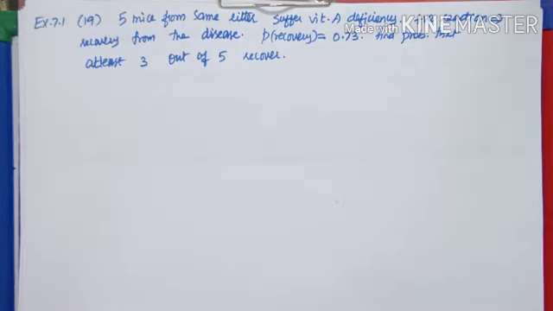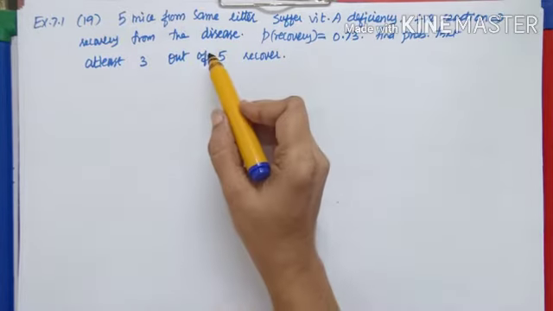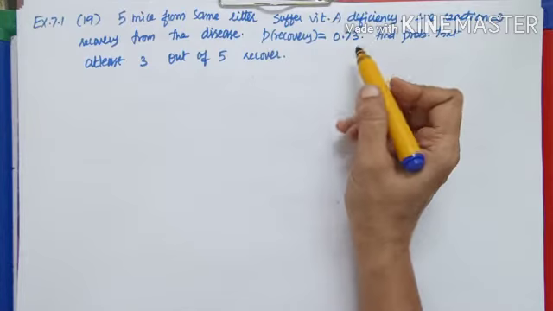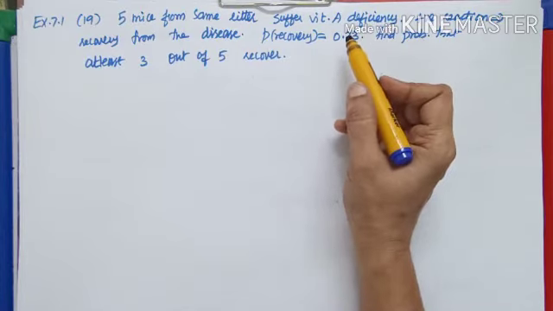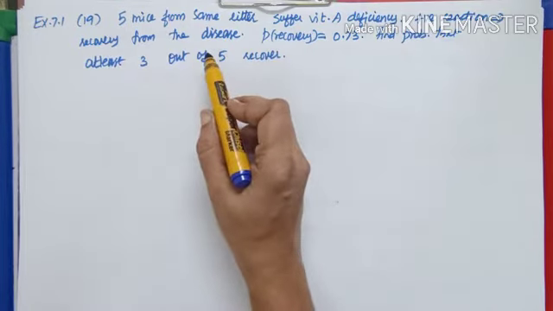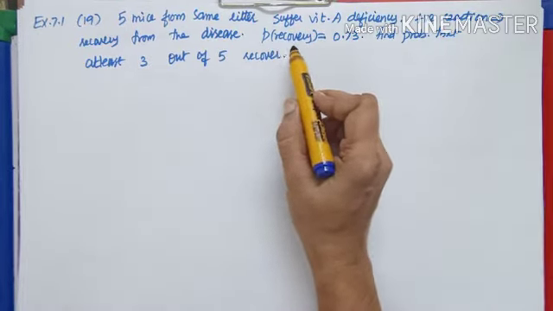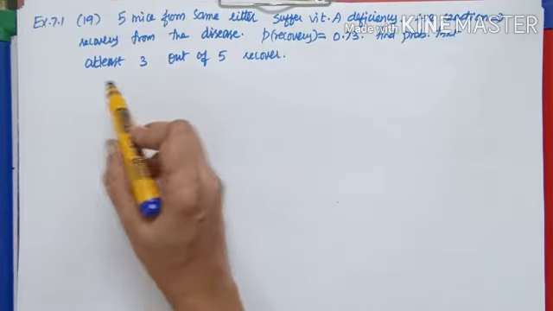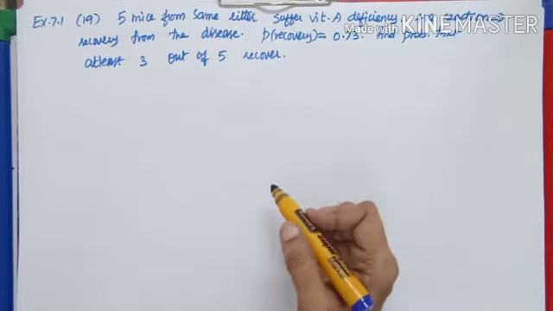Exercise 7.1, question number 19. 5 mice from the same litter suffer vitamin A deficiency. They are fed some carrots as dosage. The positive reaction is recovery from the disease. If the probability of recovery is 0.73, find the probability that at least 3 out of 5 recover.